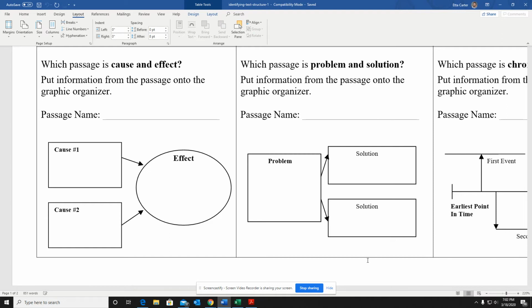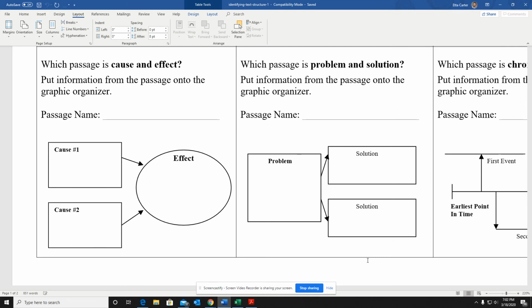Which passage is in cause and effect? So cause and effect. All right. So because this happened, it has an effect. And right here in this particular example, you're going to have 2 different causes in the passages, and it has one effect. Sometimes you have a cause that has multiple effects, or you might have multiple causes that have one effect.